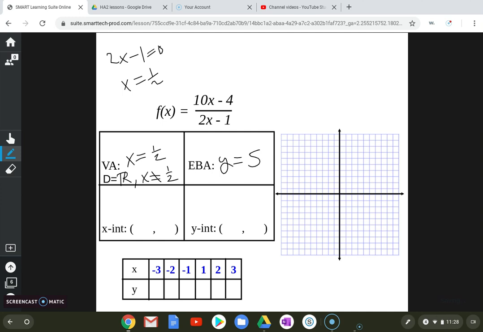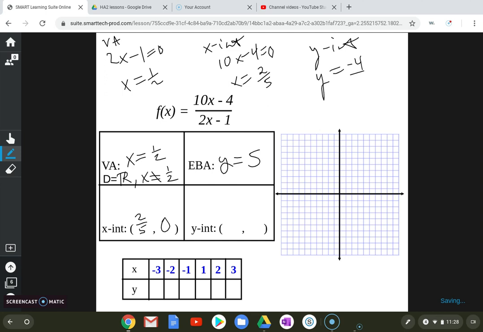X-intercept. This was our vertical asymptote. For our x-intercept, we set the top equal to 0, and we get x equals 4/10 or 2/5. So we have (2/5, 0). For our y-intercept, you set all your x values equal to 0, and you get negative 4 over negative 1, or 4. So we have (0, 4).